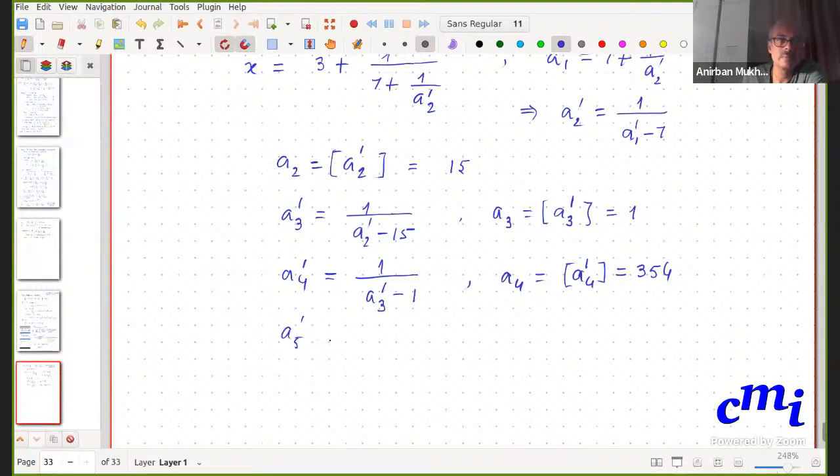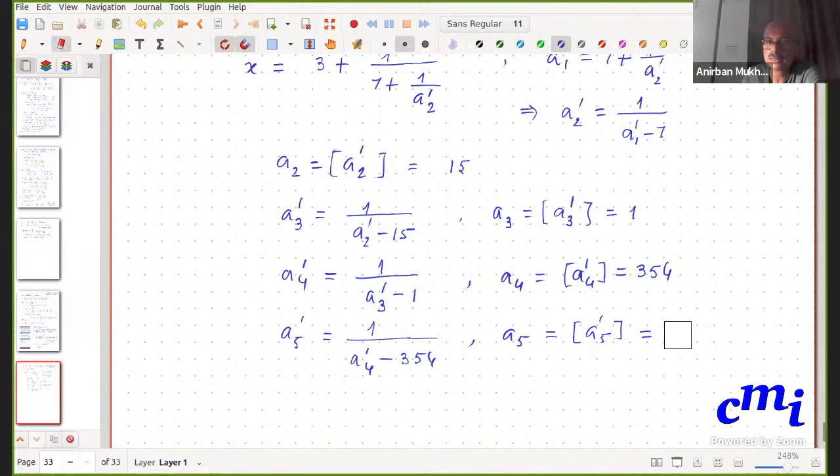a5 dash is 1 over a4 dash minus 354. So just to see whether this kind of large things remain. And a5 is equal to the integral part of a5 dash, which turns out to be just 2. Yeah, it is just 2. So calculating this much is fairly easy.